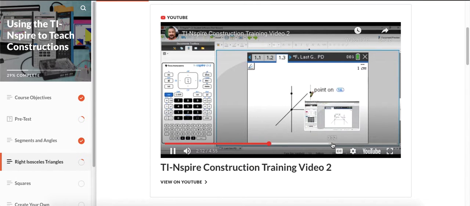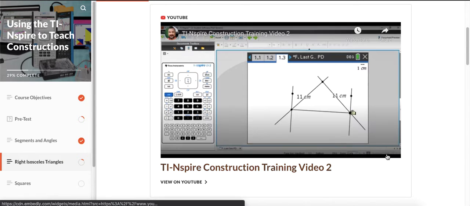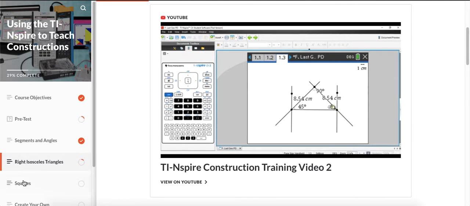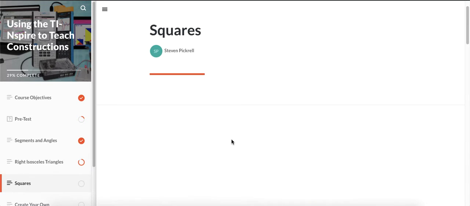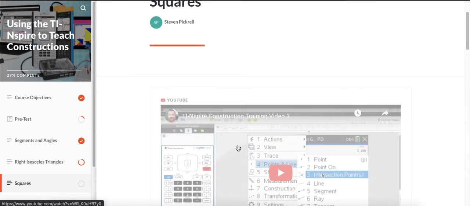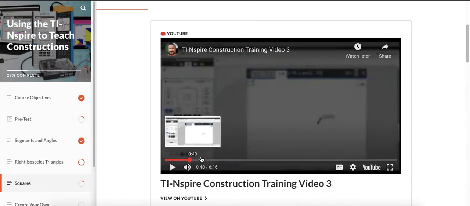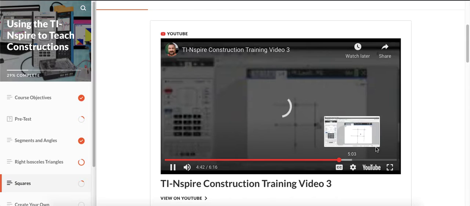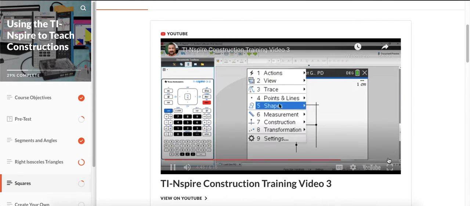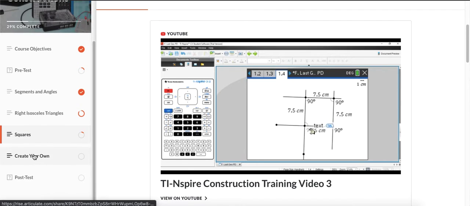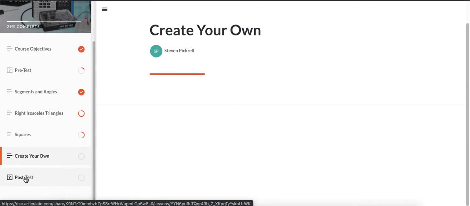So here again you can see some of the second training with a right isosceles triangle. And the same for squares. And there's the finished product. And then the create your own lesson at the end.